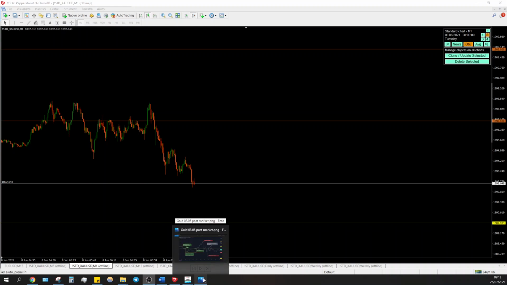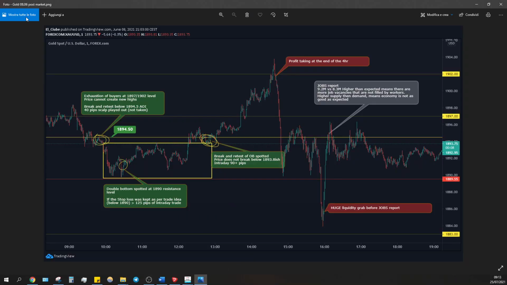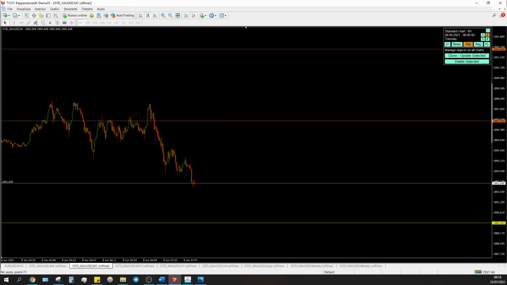Another trading setups backtesting session. We are going now to see gold on June 8th, 2021, after the action we saw in the previous video. So we are doing the London session. We saw a break below 1894.5, which was a heavy interest. We will then see how to spot a clear double bottom and then the order block break and retest. So let's start and move on.